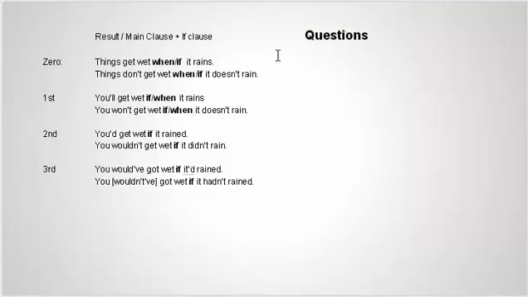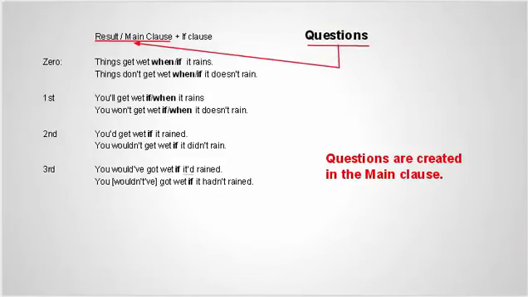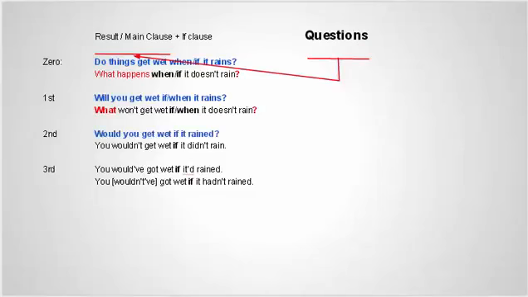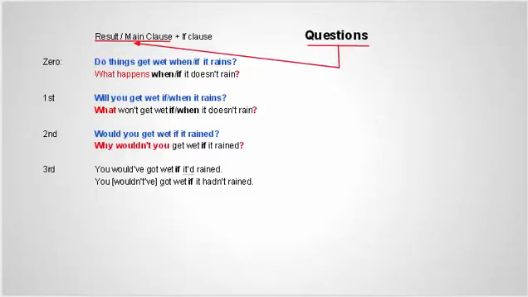And when we make questions, we need to use the main clause. Questions are created with the main clause. Do things get wet if it rains? That's a yes-no question. We have yes-no questions and we have WH questions. What happens when it doesn't rain? That's a WH question.